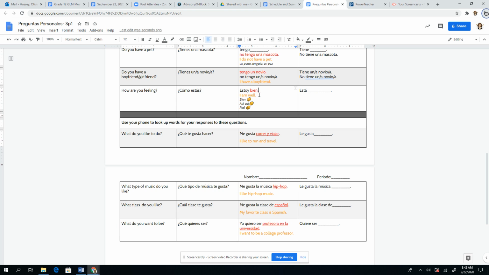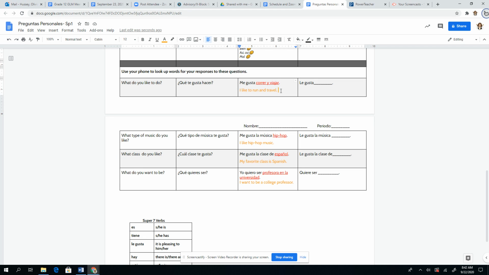This question is asking how you are, like how you're feeling. You've probably heard this said before when someone asks you ¿Cómo estás? And I would answer with estoy bien. I am well. You can also answer saying estoy así así or estoy mal.